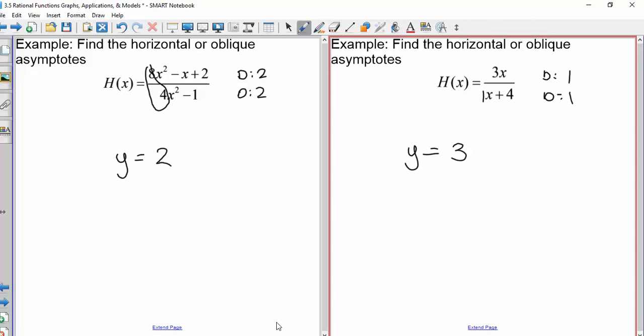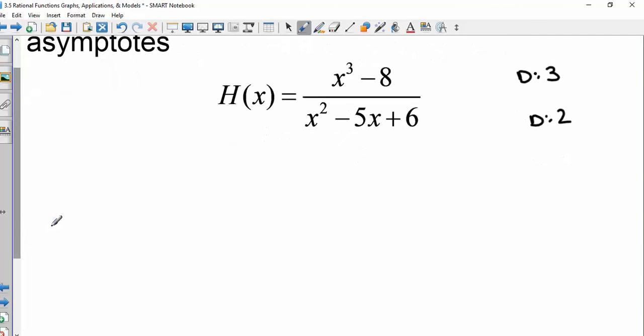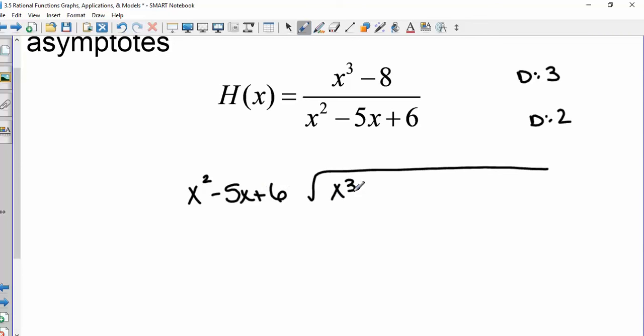We're kind of running short on time. I want to do one more oblique and then I'm going to stop, okay? So what's the degree of the top? And the bottom? 2. So the degree on top is 1 bigger. That tells me long division. So we have on the outside the x squared minus 5x plus 6. Inside we have x cubed. If you want, you can put the 0x squared, the 0x, and the minus 8.